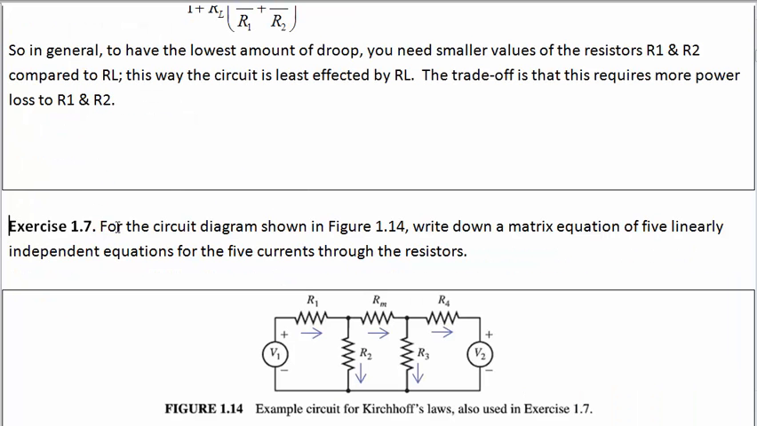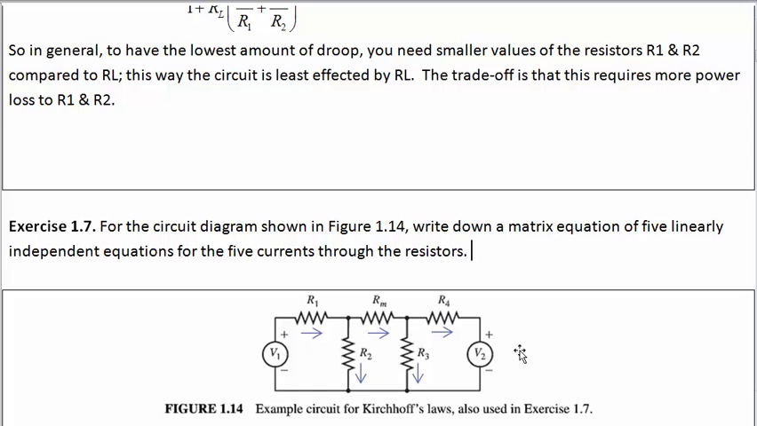Exercise 1.7. For the circuit diagram shown in figure 1.14, repeated here for your convenience, write down a matrix equation of 5 linearly independent equations for the 5 currents through the resistors. In other words, some kind of set of equations that you could solve for the currents and write them in a matrix form, because everybody wishes they remembered how to do these things quite well from first year linear algebra. So if you haven't used matrices to solve systems of linear equations in a while, this could be a good review of how to do that.